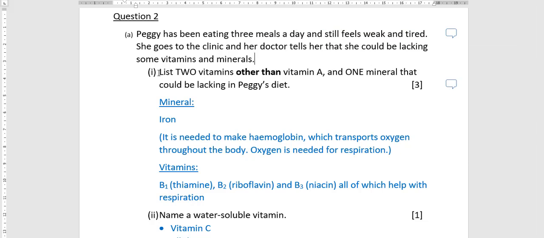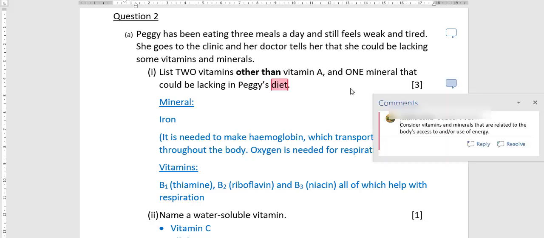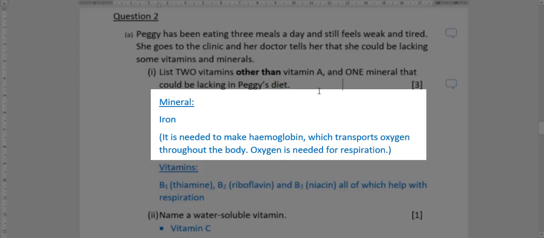Part 1. List 2 vitamins other than vitamin 2 mineral that could be lacking in Peggy's diet. So whatever nutrient is lacking has to be a nutrient that can be connected to her symptoms of feeling weak and tired, meaning that feeling weak and tired is a sign of a deficiency in that nutrient. Okay? So you want to consider vitamins and minerals that are related to the body's access to and or use of energy. Okay? Right. So the mineral we came up with was iron.